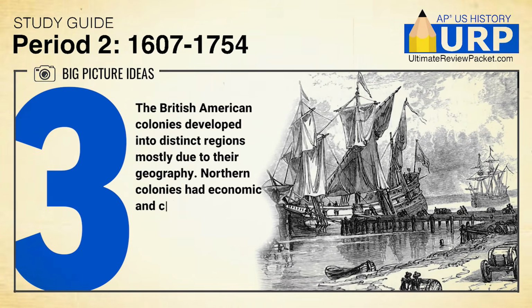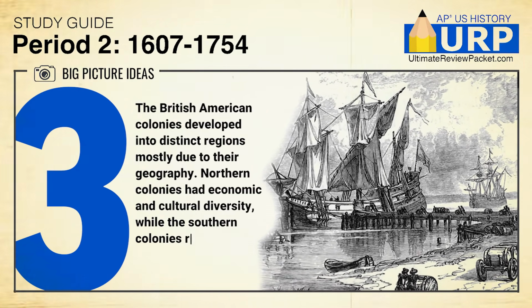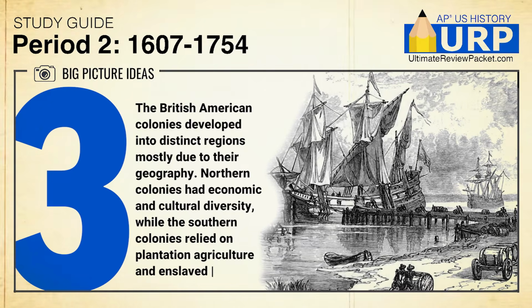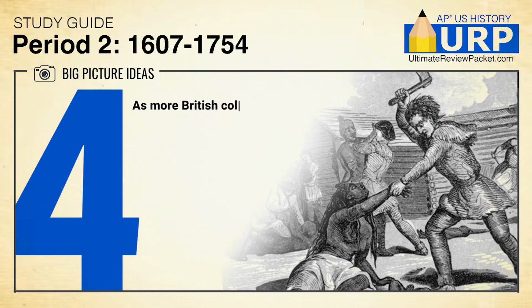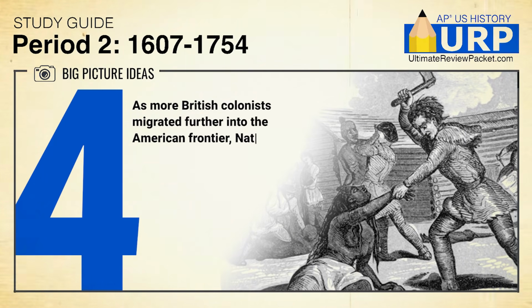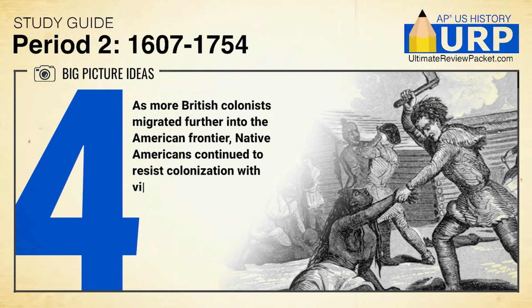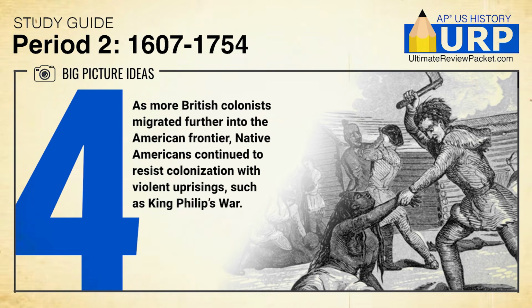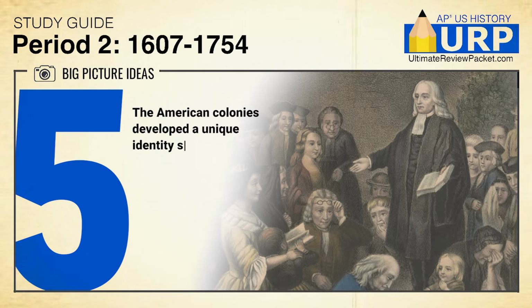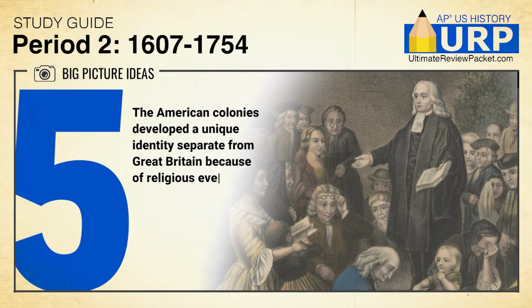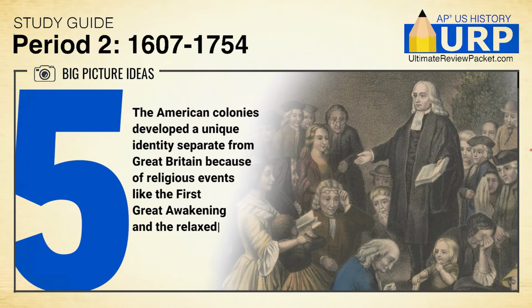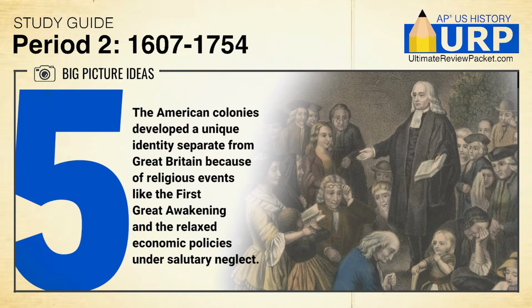Northern colonies had economic and cultural diversity, while the southern colonies relied on plantation agriculture and enslaved labor. Fourth, as more British colonists migrated further into the American frontier, Native Americans continued to resist colonization with violent uprisings such as King Philip's War. And finally, the American colonies developed a unique identity separate from Great Britain because of religious events like the First Great Awakening and the relaxed economic policies under salutary neglect.